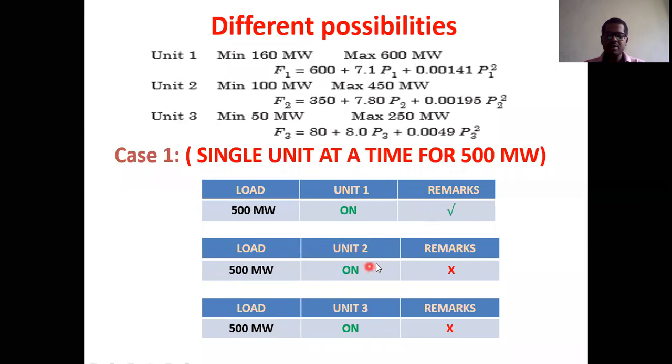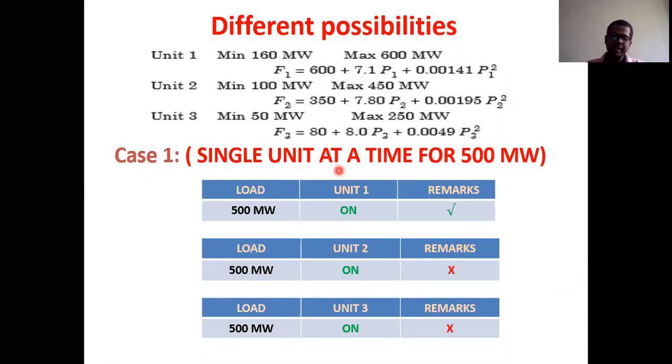In the second one, when we are taking only unit two, it's not possible to meet the load. And in the third case, when we are taking unit 3, in this case also it is not possible to meet the load. So this is the situation when we are taking a single unit at a time. These are nothing but the possible combinations when you are taking a single unit.